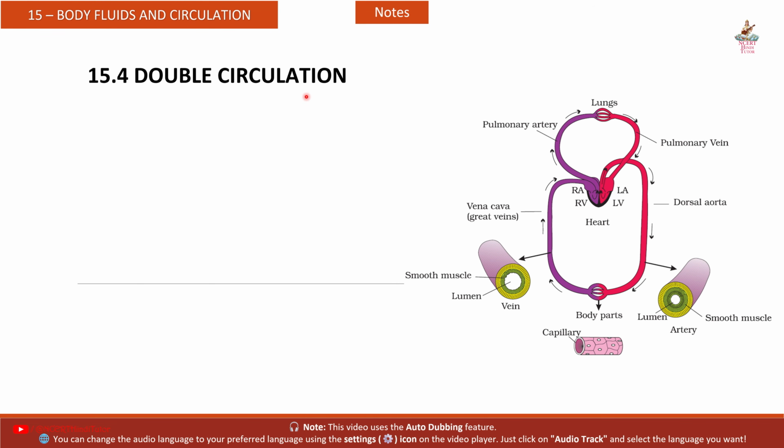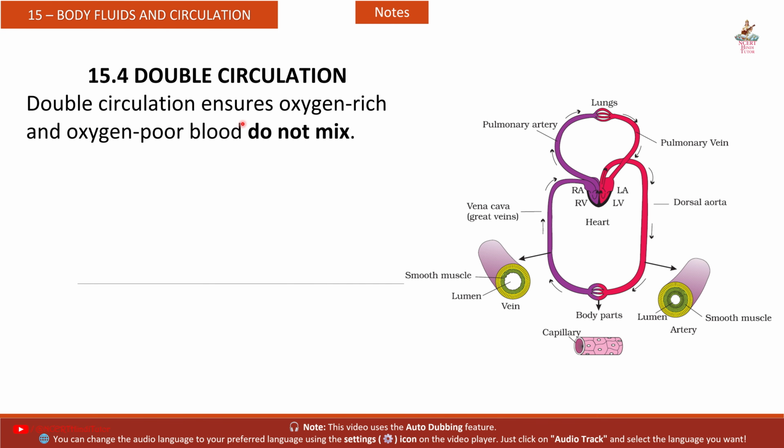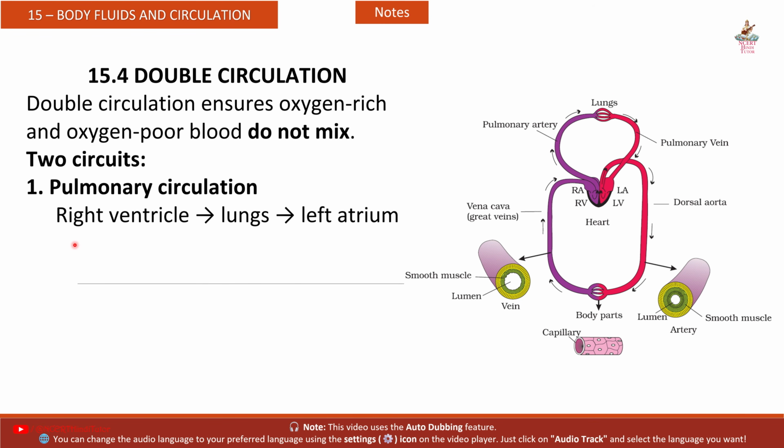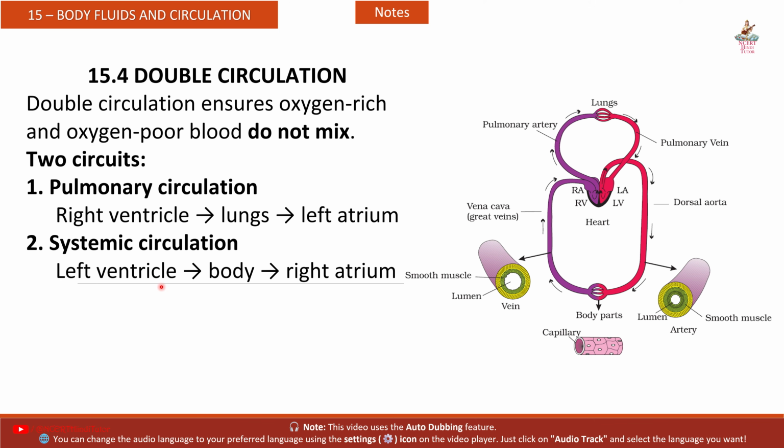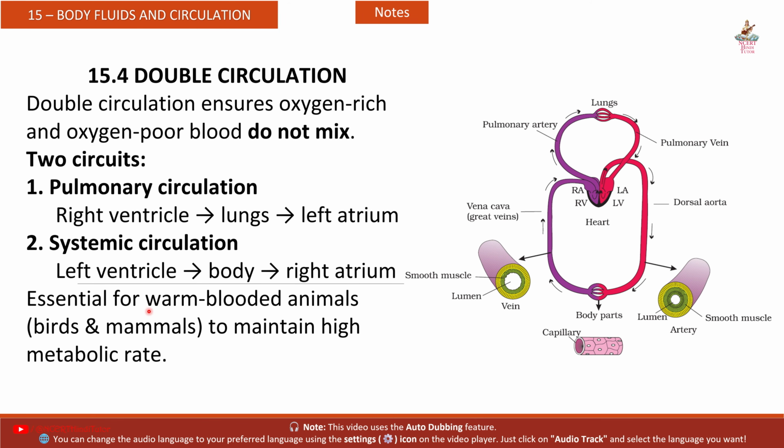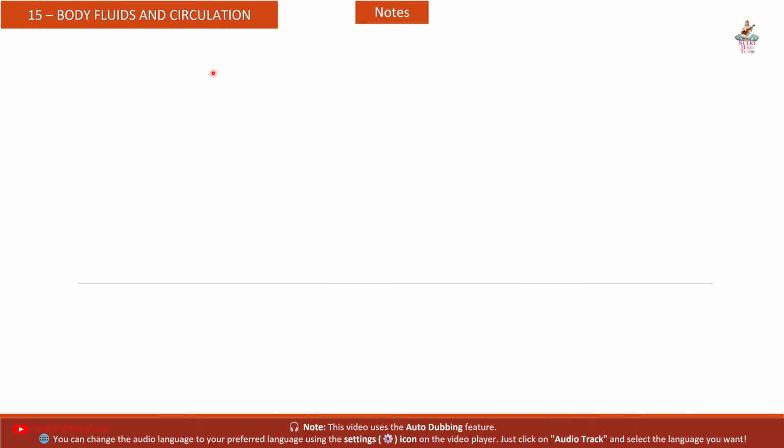15.4 Double circulation. Double circulation ensures oxygen rich and oxygen poor blood do not mix. Two circuits: first, pulmonary circulation: right ventricle, lungs, left atrium. Second, systemic circulation: left ventricle, body, right atrium. Essential for warm-blooded animals, birds and mammals, to maintain a high metabolic rate.